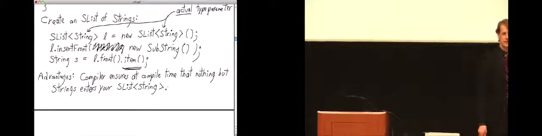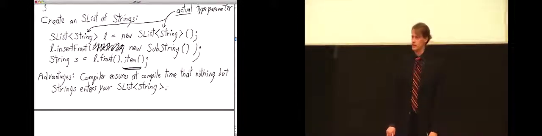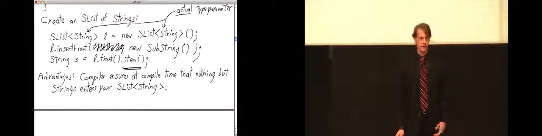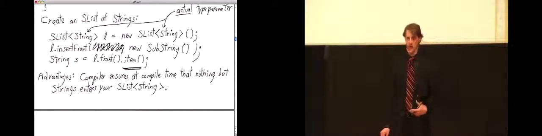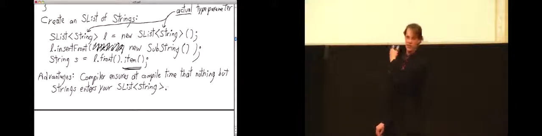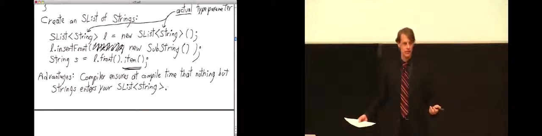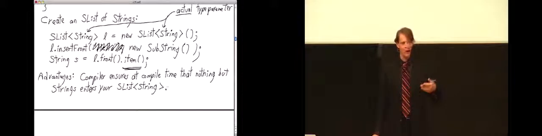So one reason that's useful is it's just good policing. If you want to have a list of strings, it's good to make sure that nothing that's not a string can get into it. But an even more important reason is that it makes debugging a lot easier, because under the old system where we just had lists of objects, if you accidentally put an integer into your list of strings, then what would happen is eventually you'd get that integer out, you'd cast it to a string, and you'd get a class cast exception. And then you'd have to figure out how your bug got into the code.